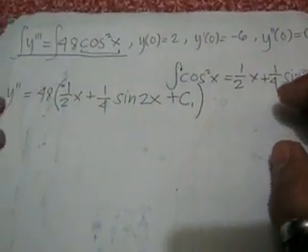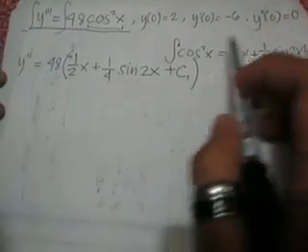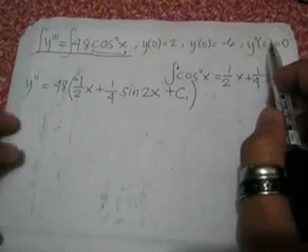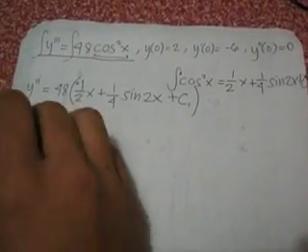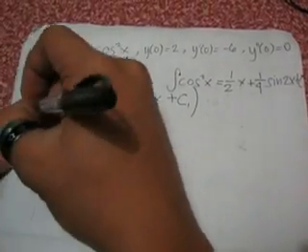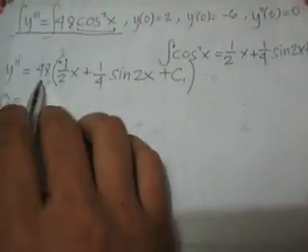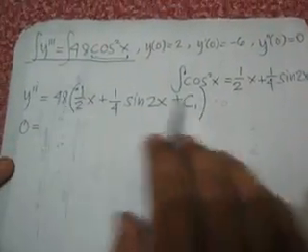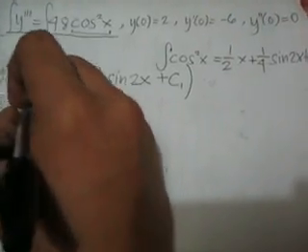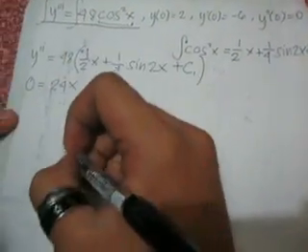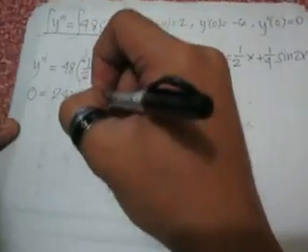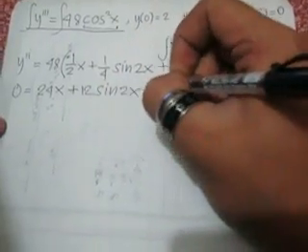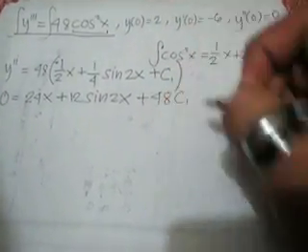So we then could use the initial value of y double prime of 0 is equal to 0. So substituting this value, 0 is equal to, we now distribute this to simplify this expression. So it's equal to 24 x plus 12 sine 2x plus 48 c1.